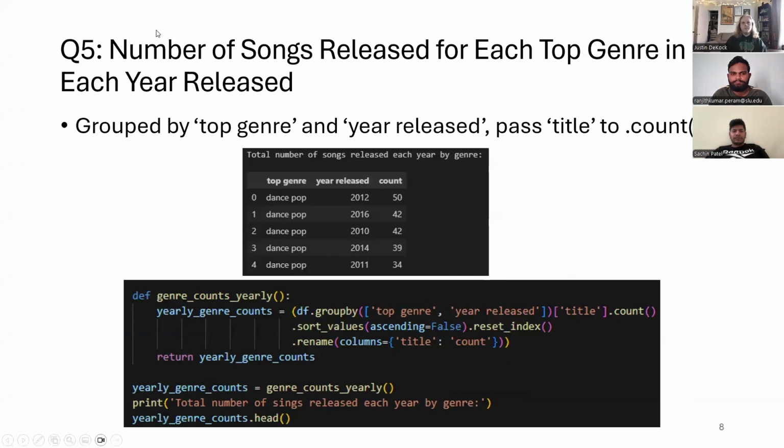Question 5 asks for the number of songs released for each top genre in each year released. We grouped by genre and year released this time, and then passed title to the .count function to count the number of songs released within each group. That shows us that in each of these first years in the .head, dance pop has the largest amount.